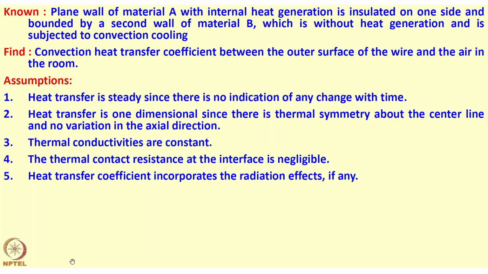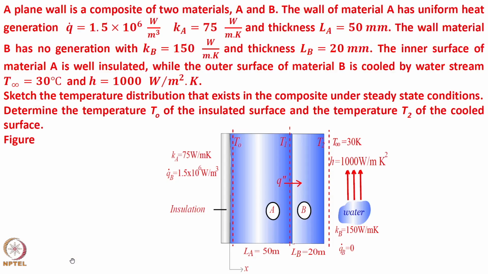So, we have a plane composite wall made of two materials A and B. Uniform volumetric heat generation rate is there on this left hand side, Ka La is known, B has no volumetric heat generation and thickness is so and so. The inner surface of the wall material A is insulated, that means boundary condition at the inner wall is adiabatic, dT/dx equal to 0. Outer surface of material B is cooled by water stream giving you h, T infinity.